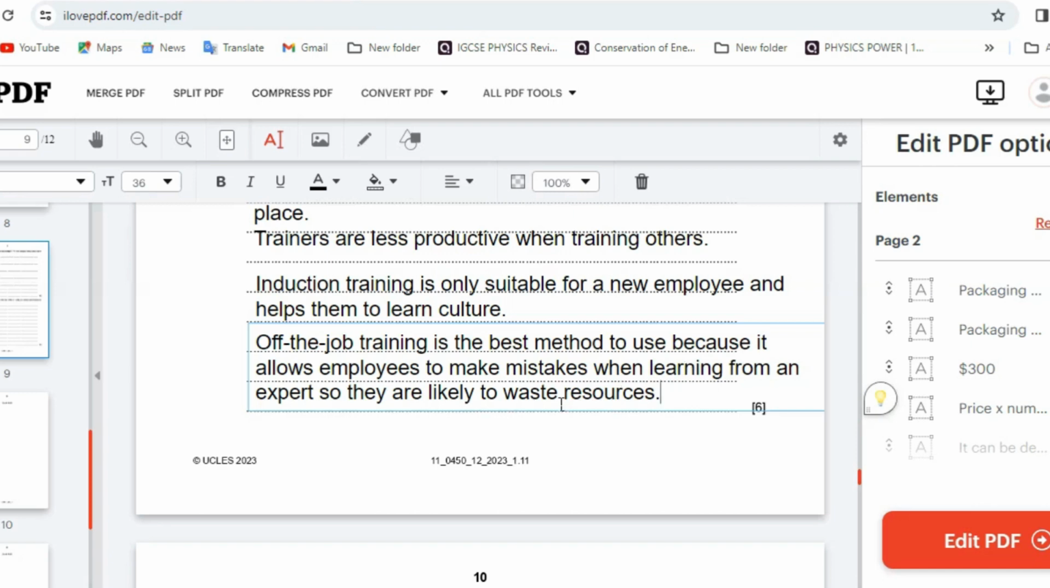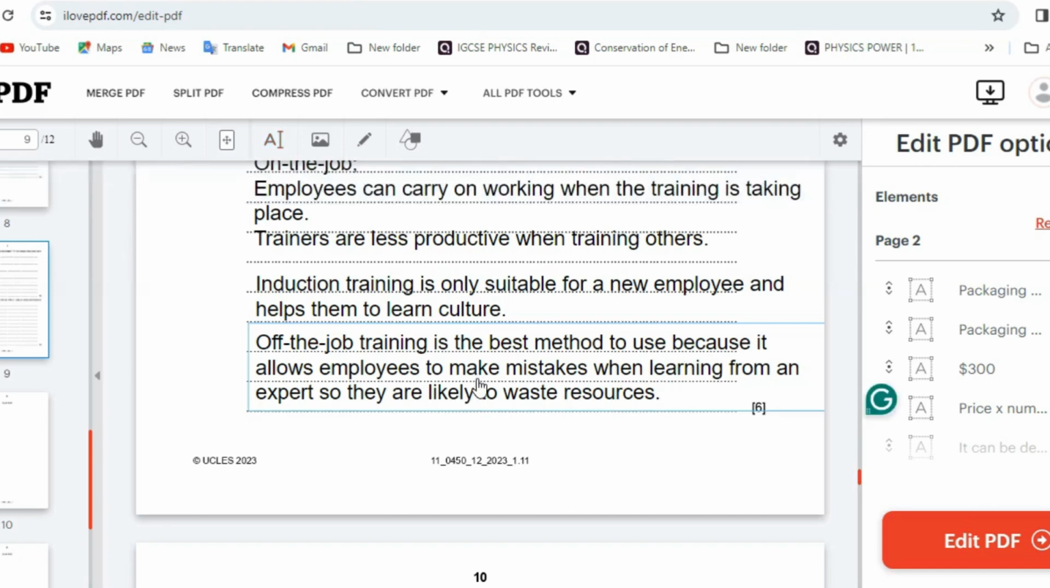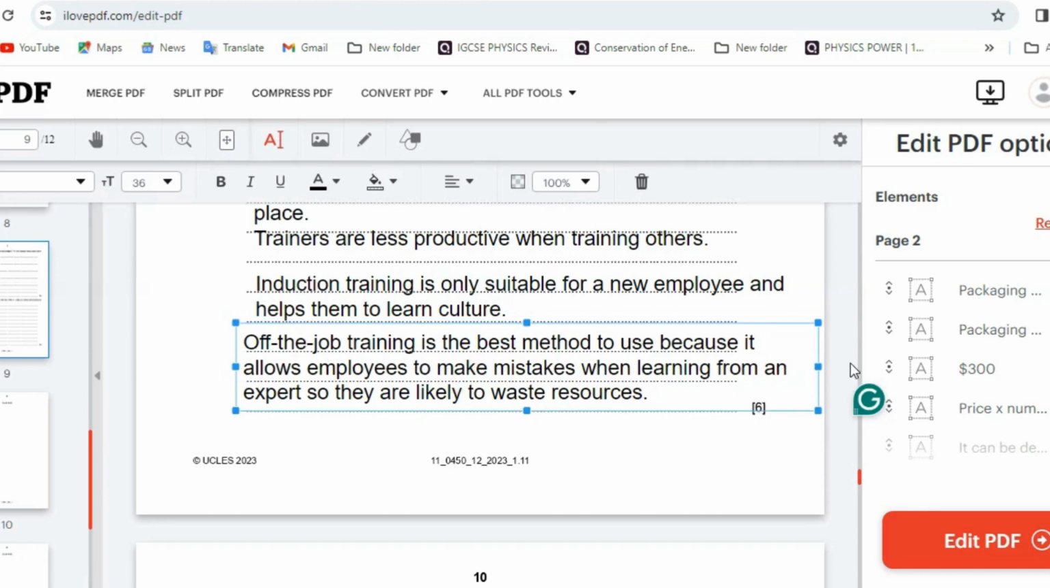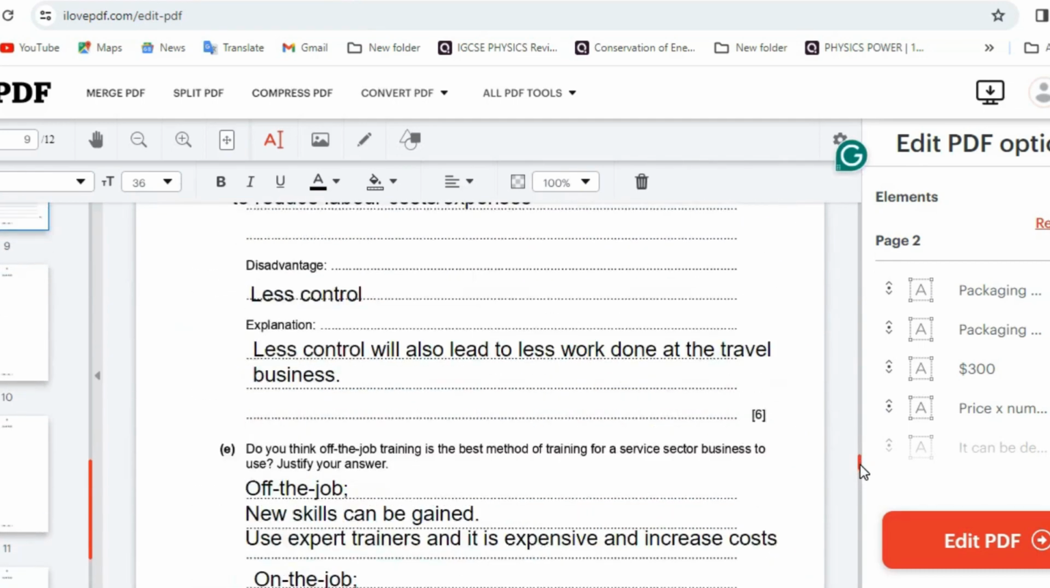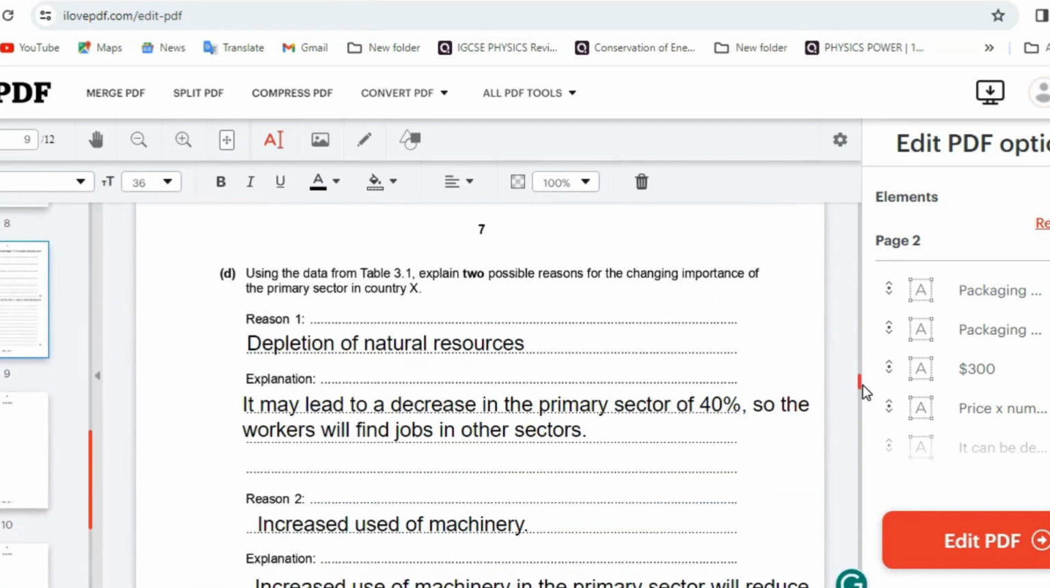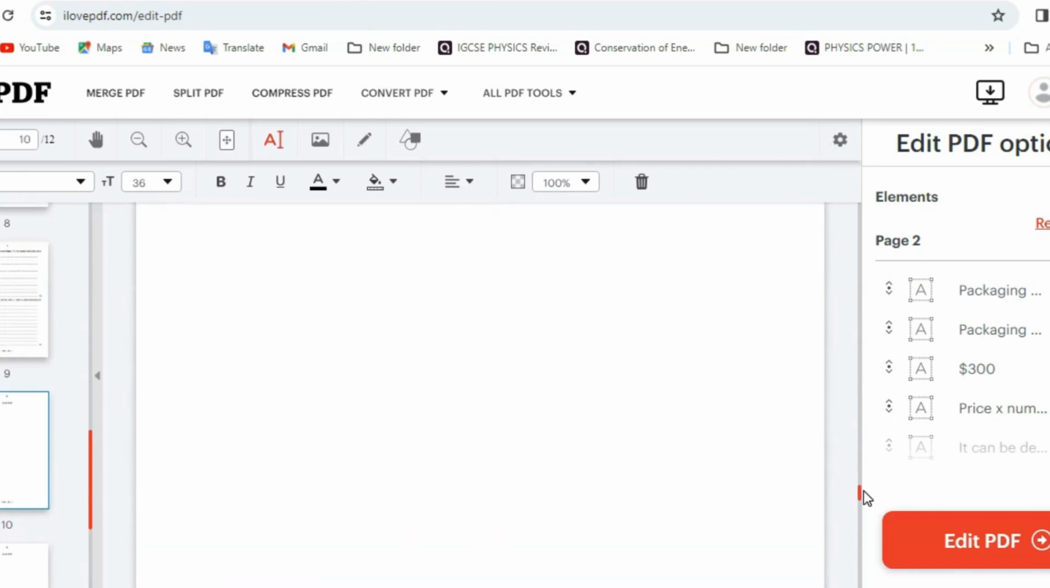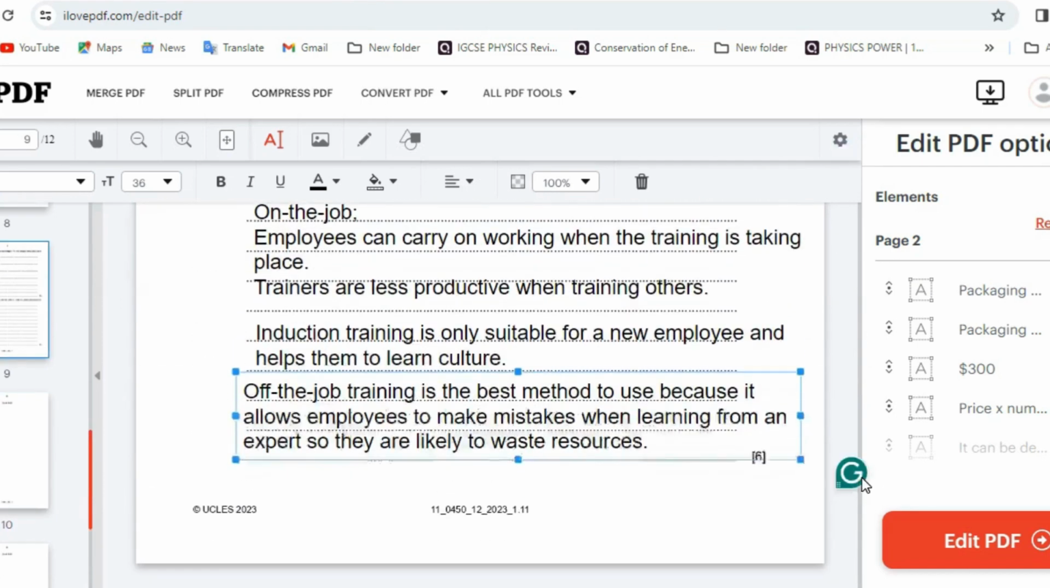You can also develop your points more than these two, based on on-the-job training and induction training. I think we are done with this paper now. We don't have any other question. This brings us to the end of this paper one.